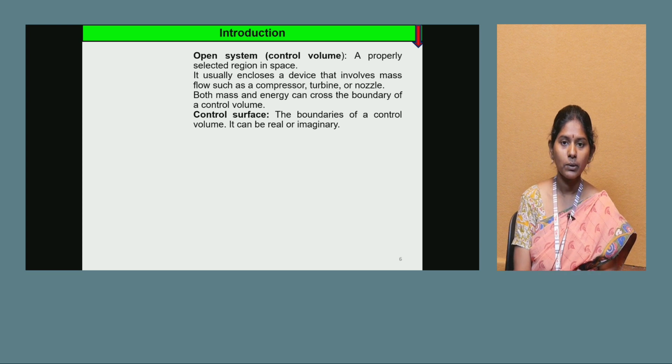Open system, that is with a control volume, a properly selected region in space. It usually encloses a device that involves mass flow, such as a compressor, turbine or nozzle. Both mass and energy can cross the boundary of a control volume at a constant rate. Control surface: the boundaries of a control volume can be either real or imaginary.